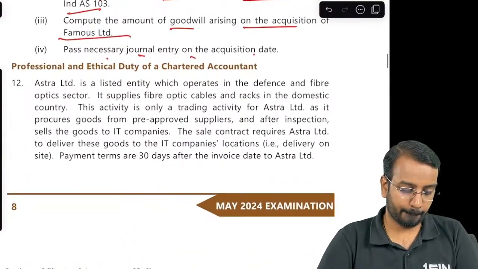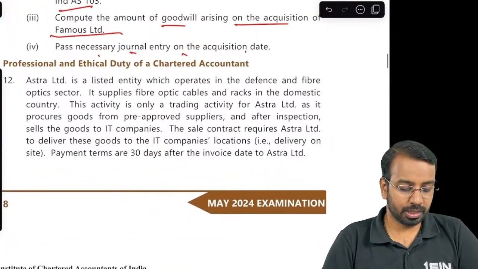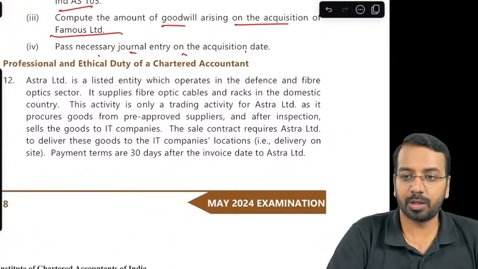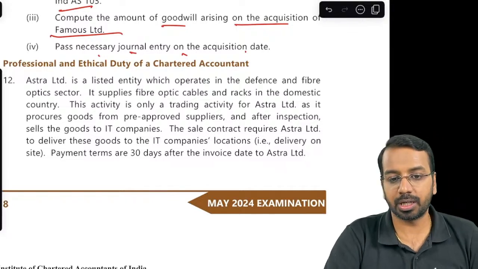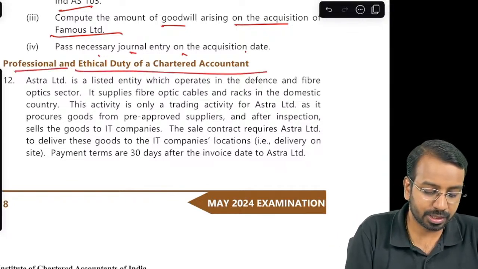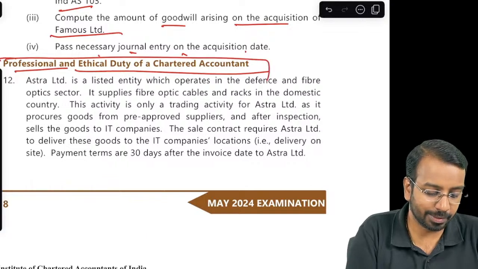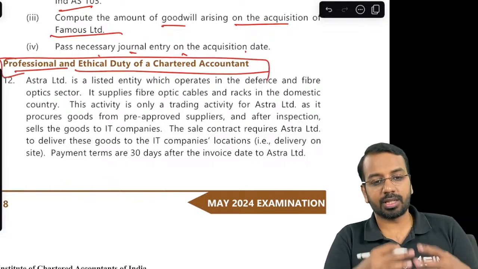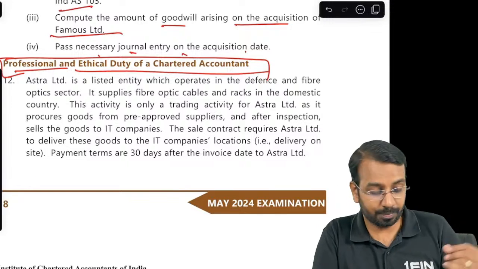Okay, then. So this is the 12th question. We are at the 12th question now, and this question is from the latest addition to the syllabus, professional and ethical duty. For this, you need to have a good understanding of audit as well.